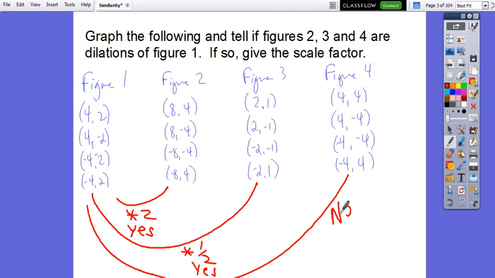It's not a dilation. And if it's not a dilation, there is not a scale factor. To have a dilation, they have to be consistent every time. What you multiply by has to be the same every time for them to be dilations. All right, let's move on.